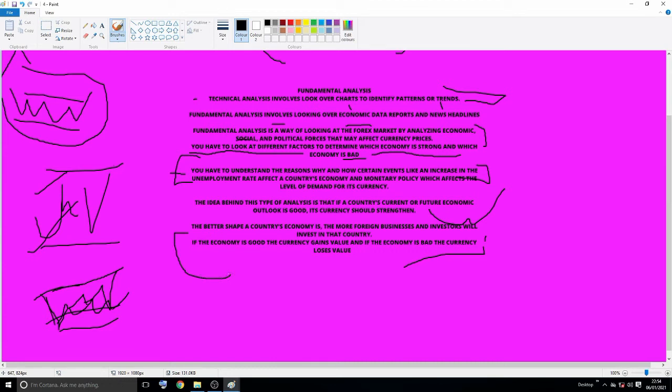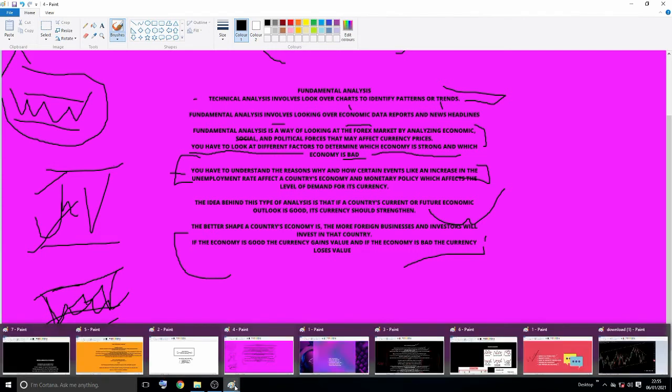So when you are trading fundamental analysis, you are looking at the country, you are not looking at the chart. You are trading based on the news, the social, the political, the economic. You are looking at all those things, the economic data reports, and the news headlines. You are looking at all those things that are happening to that currency pair, and you are trying to determine, will it be strong, will it go up, or will it be weak, will it go down. That's what you are doing when you are trading fundamental analysis.